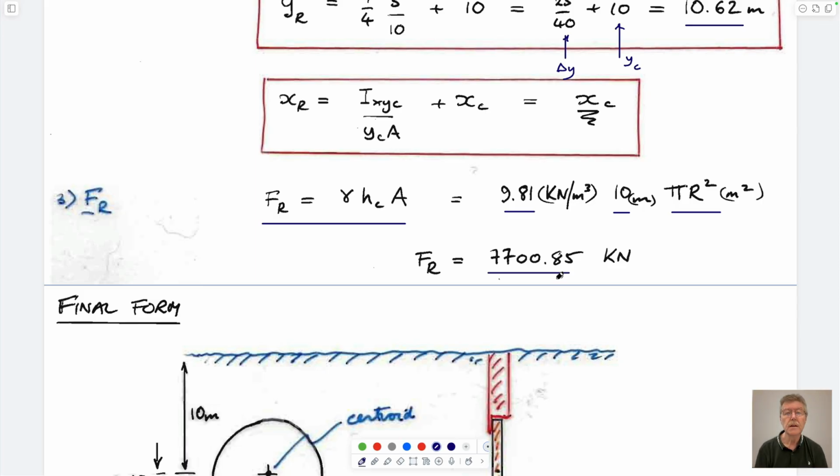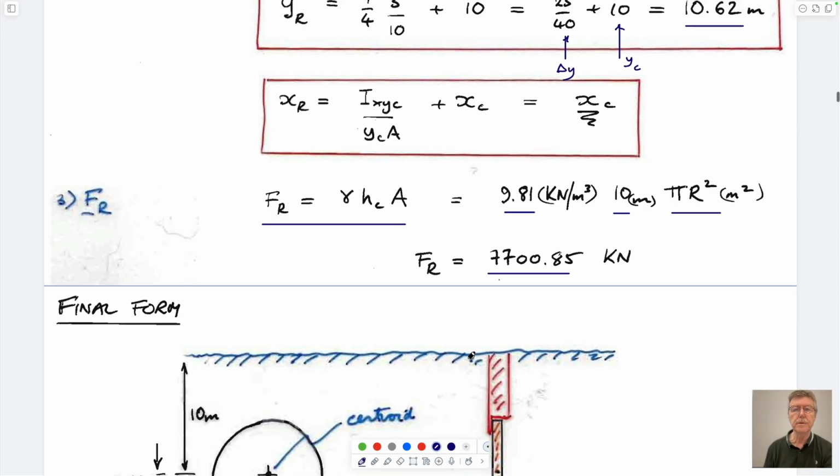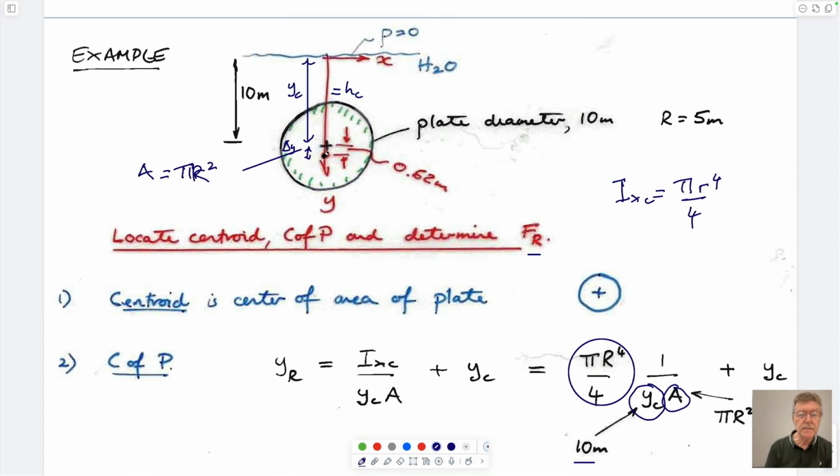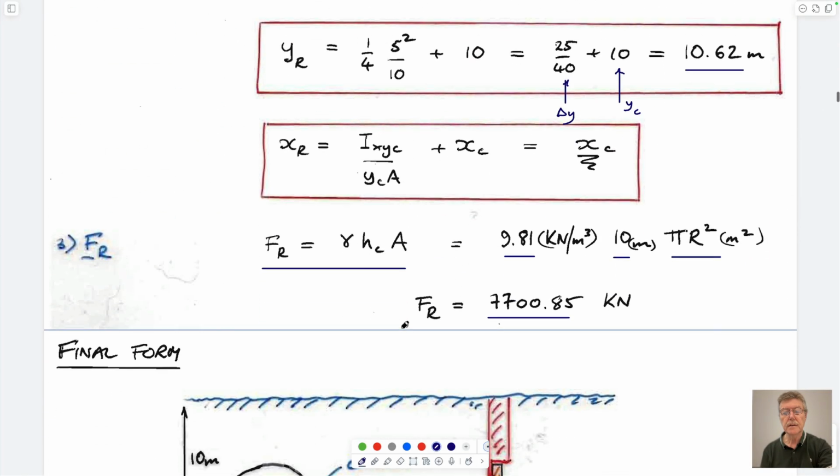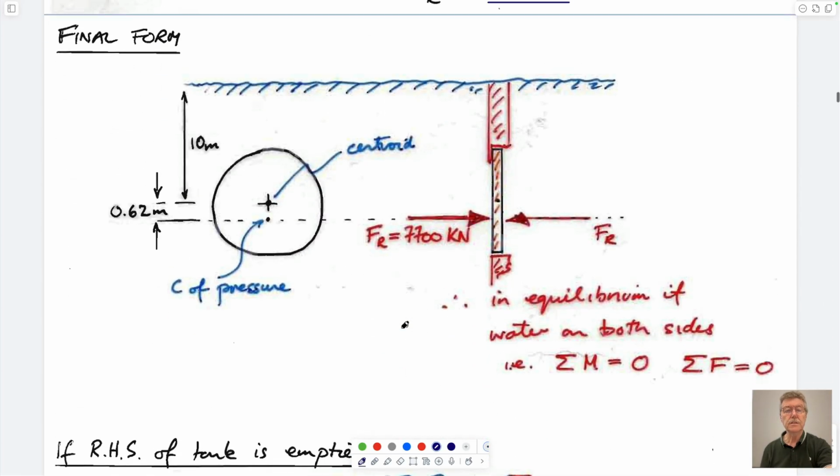Okay. So we've calculated the two things that we want. We did it backwards. We usually calculate force to get the magnitude of the force and then figure out where it acts, but it doesn't matter. We've got those two pieces of information. So it acts at this point here, and it's equal to 7,700 kilonewtons. Okay, so good. So let's use it usefully.